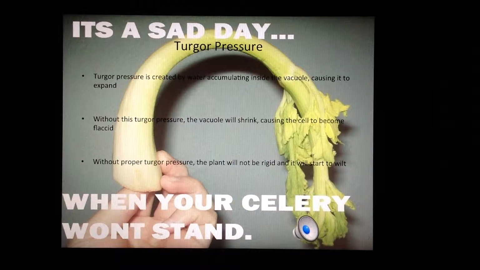Turgor pressure. Turgor pressure is created by water accumulating inside the vacuole, causing it to expand. Without this turgor pressure, the vacuole will shrink, causing the cell to become flaccid. Without proper turgor pressure, the plant will not be rigid and it will start to wilt.